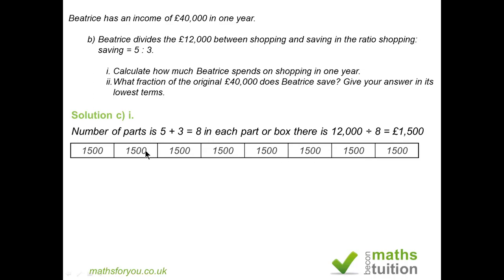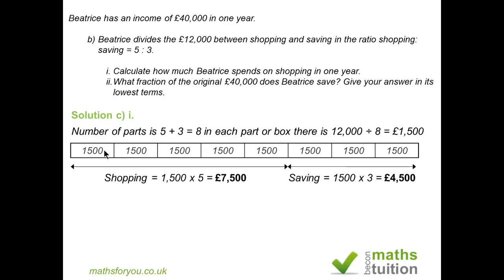Now note that all the parts are equal. Very important. Now 5 of those parts she spends on shopping. So 1,500 times 5 is equal to £7,500. And she saves 1,500 times 3, and that gives us £4,500.